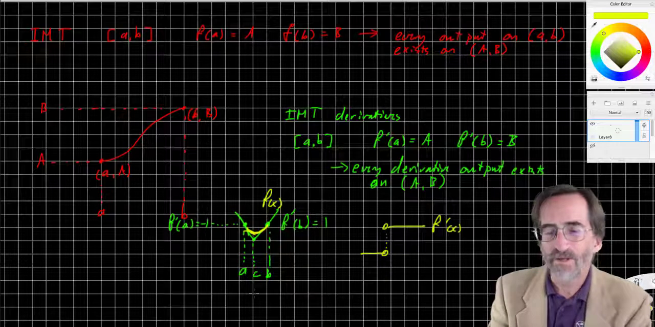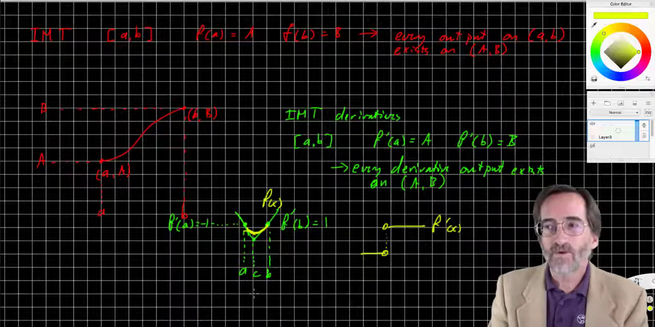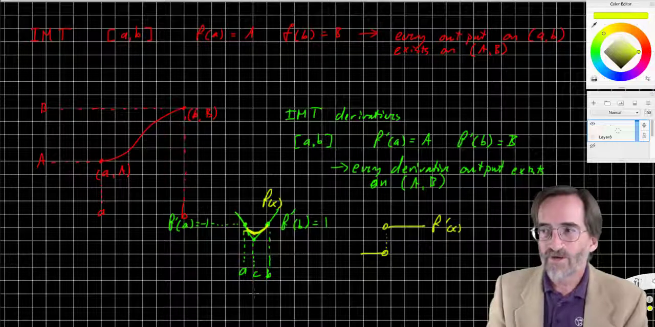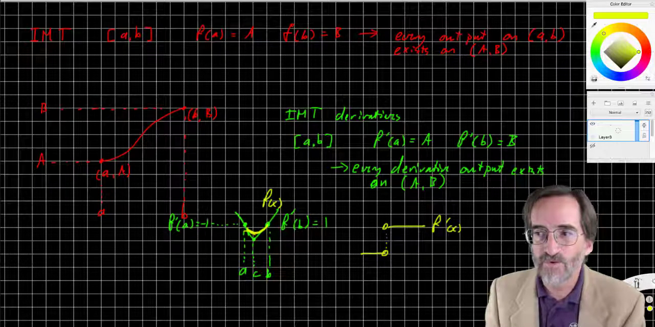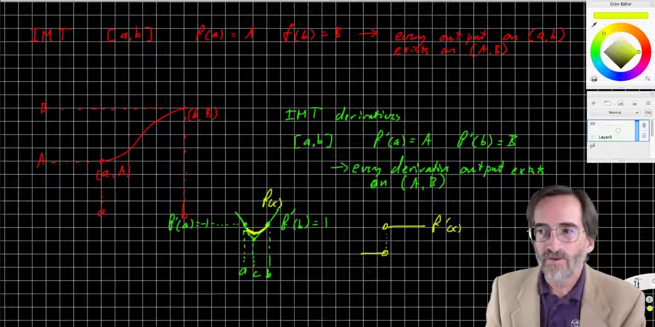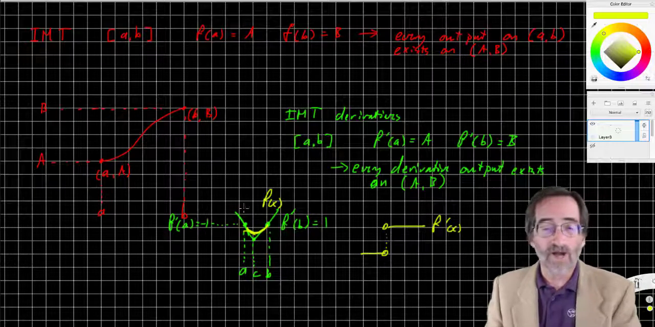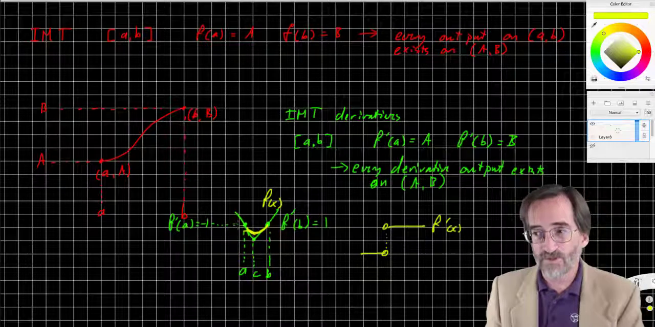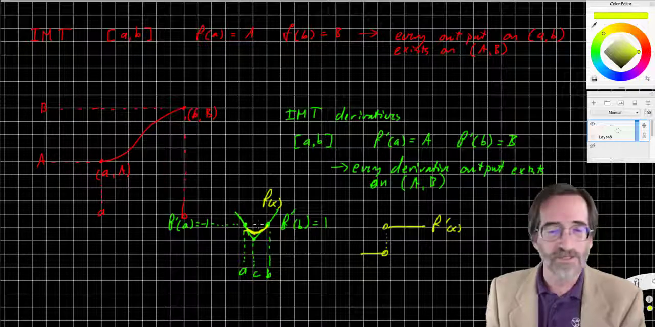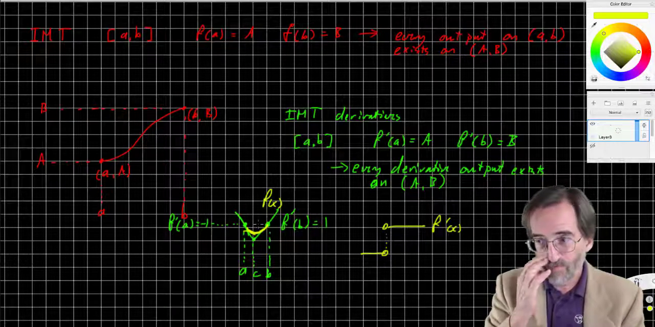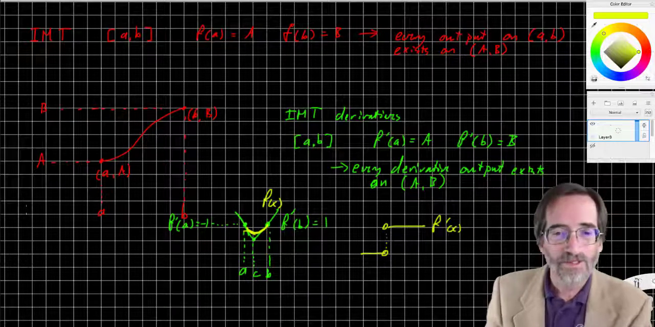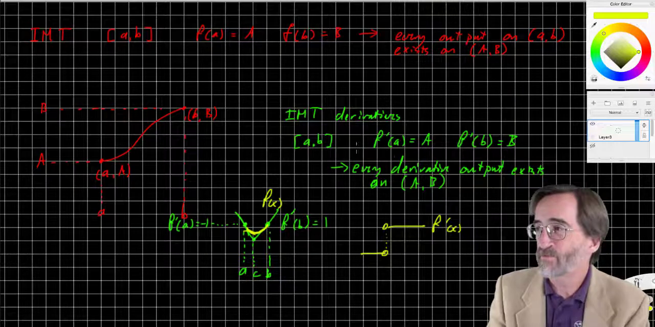Hopefully that makes a little bit of sense. Basically, the intermediate value theorem for derivatives requires that there be a smooth transition, that every slope exists between two slopes. Not just every output exists between two points, but every slope exists between two slopes. There's a smooth transition from slope to slope. So that's really the implication of it.